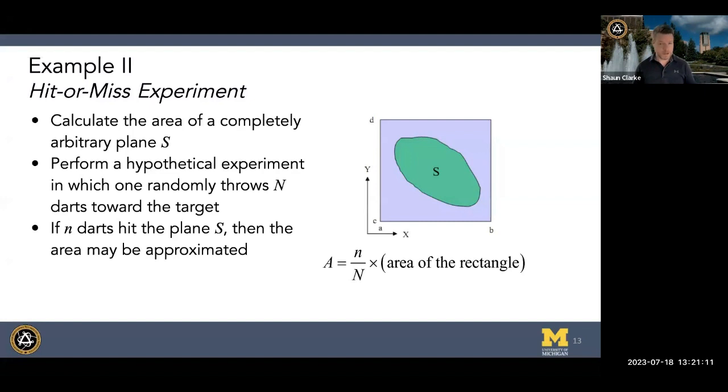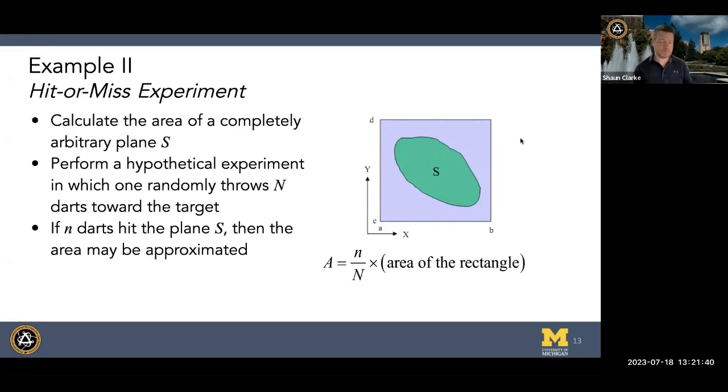If you think about this situation, imagine S, this surface of an unknown area, is bounded by a surface of known area. In this case, we're going to consider this surface S to be bounded by a box. This box has side length AB on the x-axis and CD on the y-axis. We can very easily compute the area of the square that bounds our unknown area S.